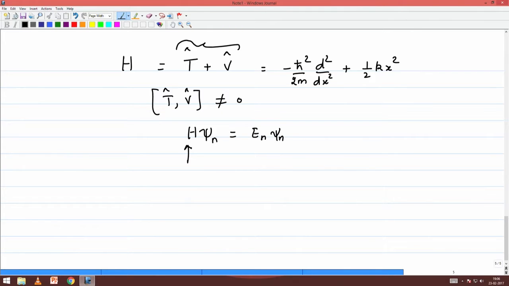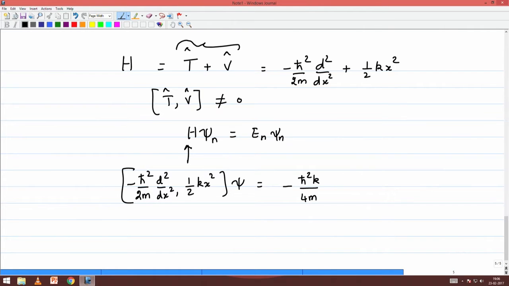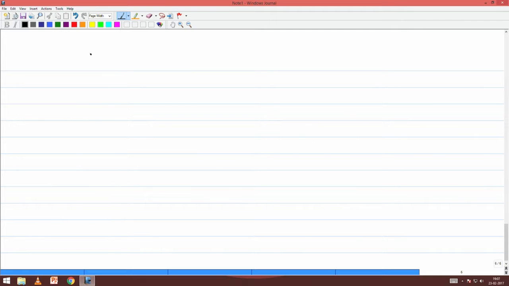Okay. Now, what's the result? What's the commutator? Remember, it is h bar squared by 2m d squared by dx squared, and the other one is half k x squared, acting on some psi. Okay. Let's look at what that is. So, that gives you minus h bar squared k by 4m times the commutator d squared by dx squared comma x squared acting on psi. Let's look at what that commutator is.